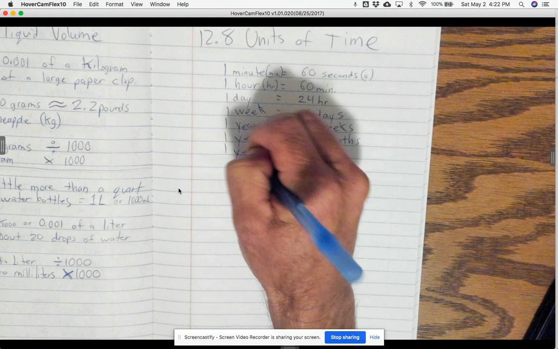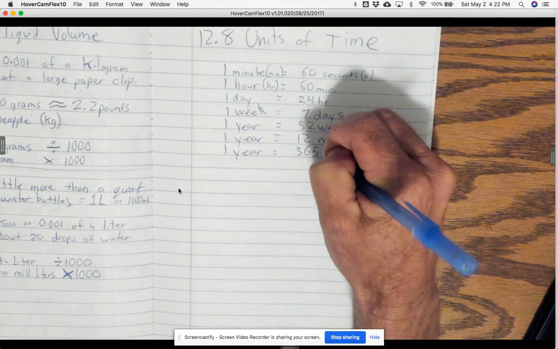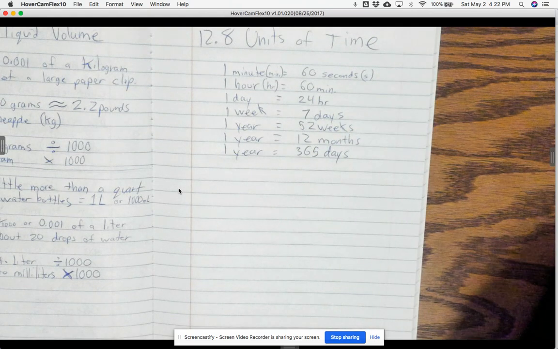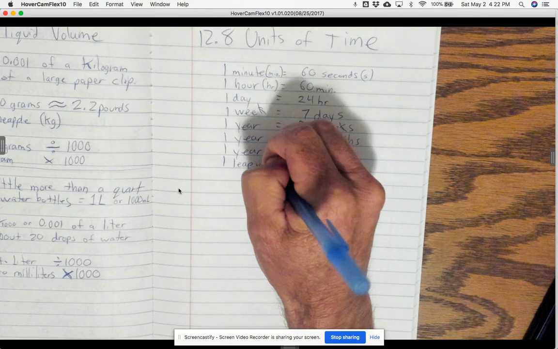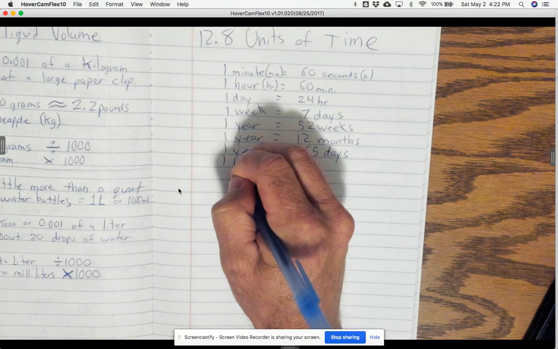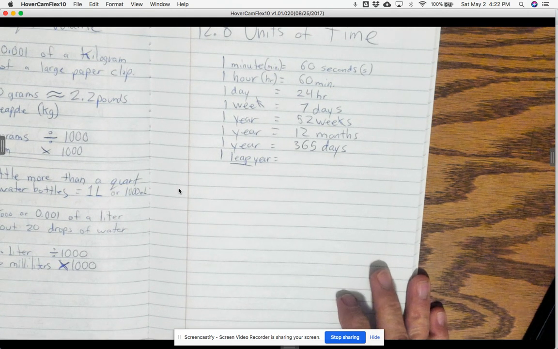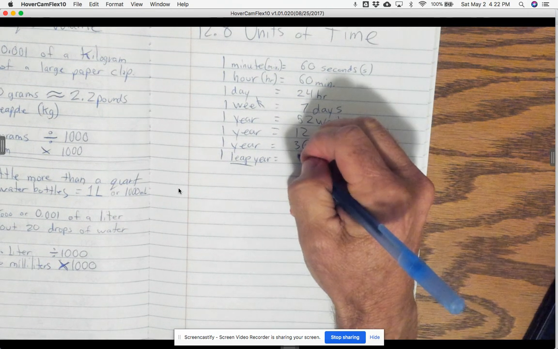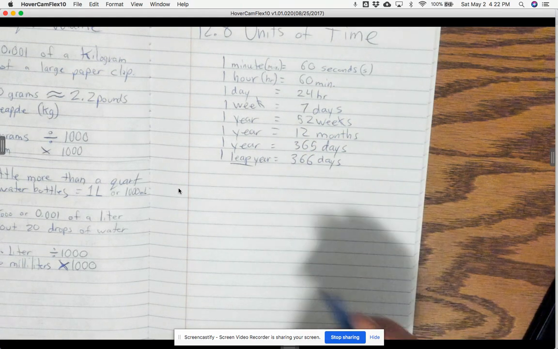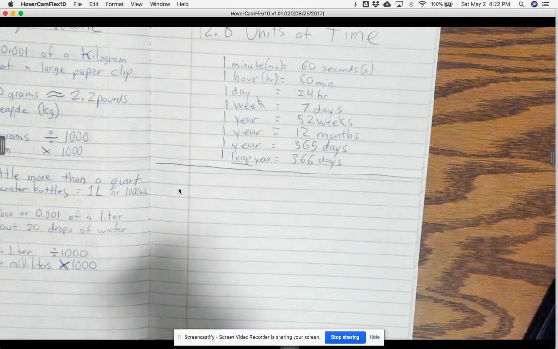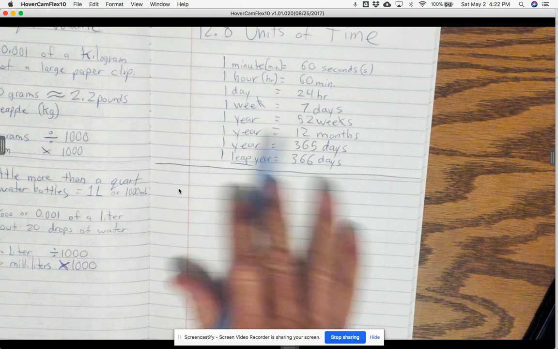1 year also equals 365 days, except for years like this year, which we call a leap year. I know Mrs. Troutman, science has told you why we have that extra day every 4 years. That's 366 days. So those are our units, and how many are in each.